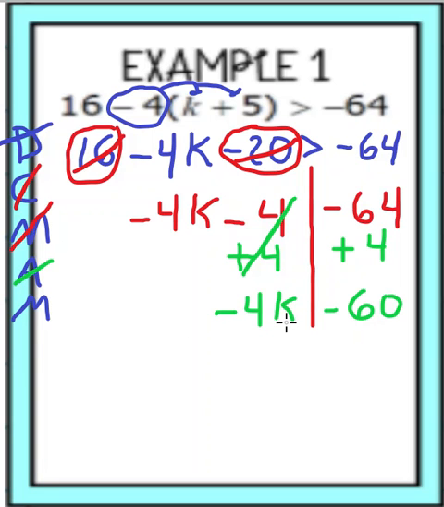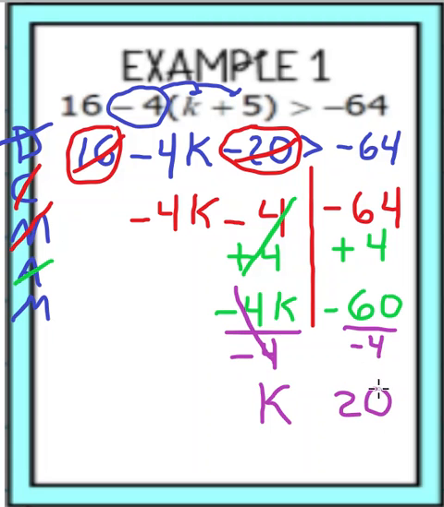When a number is next to a letter, that means multiply, so I have to do the opposite. The opposite of multiply is divide. So I'm going to divide by -4 to get rid of those -4s and leave me with my variable k. And I'm going to do the same thing to the other side. -60 divided by -4 will give me 20.